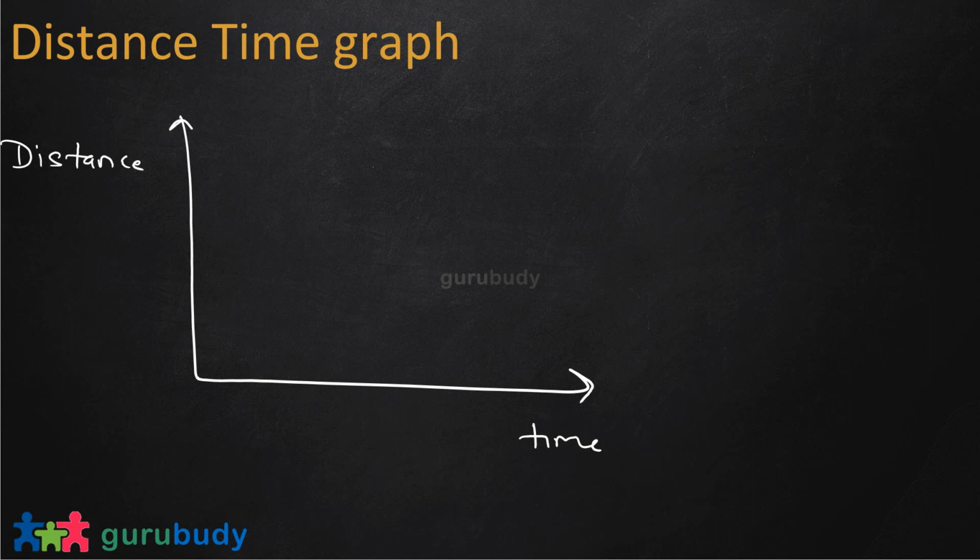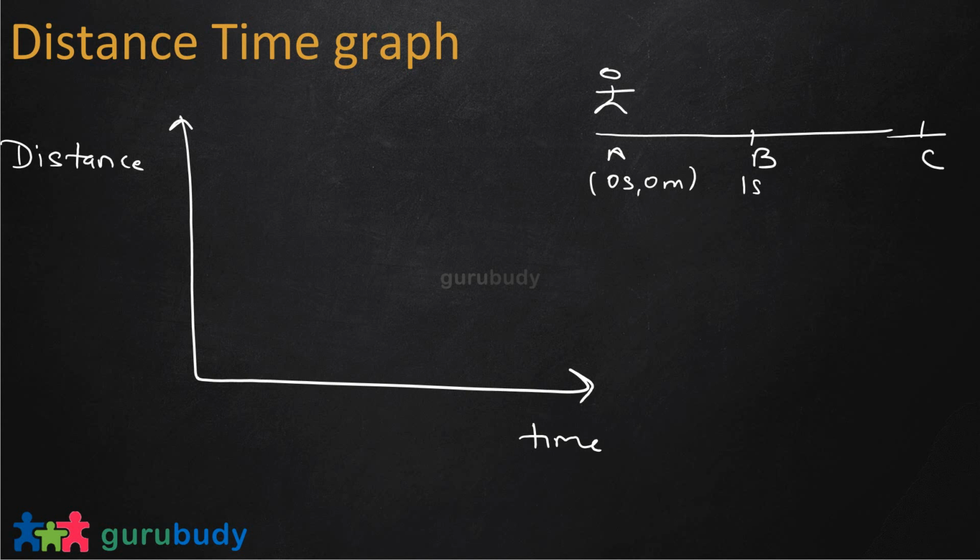So let's take an example here. I have a person at point A, then it goes to point B, and then to point C. A is basically the origin, so it was 0 seconds and 0 meter. Point B is 1 second and it reaches a distance of 10 meter, and point C is 2 seconds and then he reaches, let's say, a distance of 15 meter.